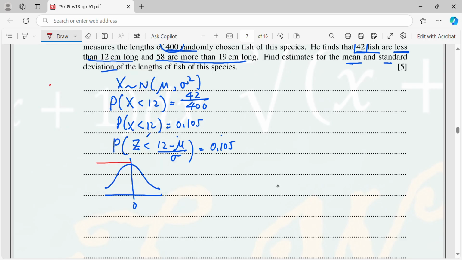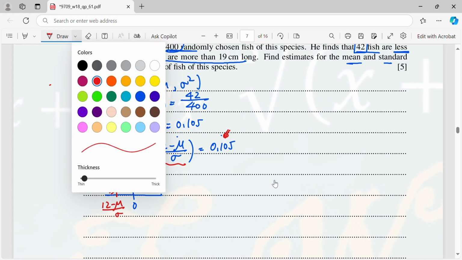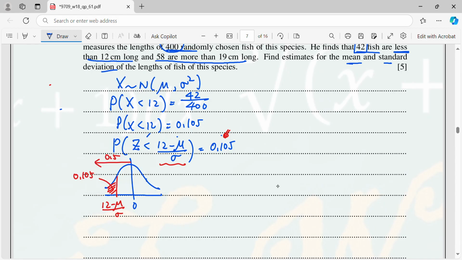So if, let's say, the probability of Z less than 0, this is 0.5, right? But then this probability is smaller than 0.5. That means this line (12 minus mu) over sigma should be on the left side, so that it has less region. Okay, the area is less. The probability is the same as the area under the curve. So here I will write 0.105. And the line value is (12 minus mu) over sigma. Then now here, obviously the value is not available, therefore you flip or you reflect it in the line 0.